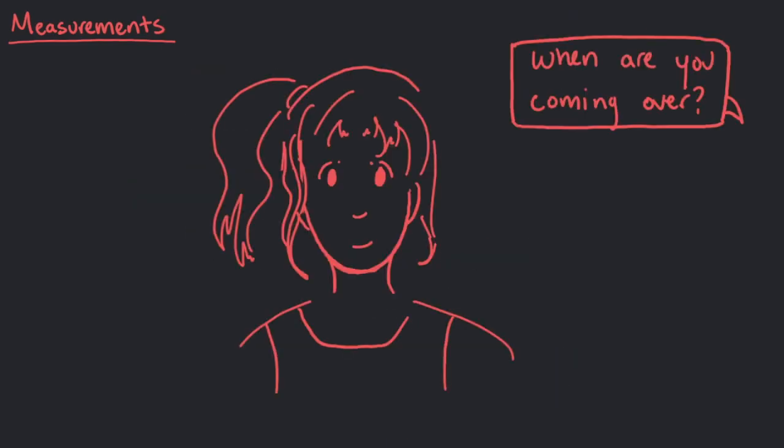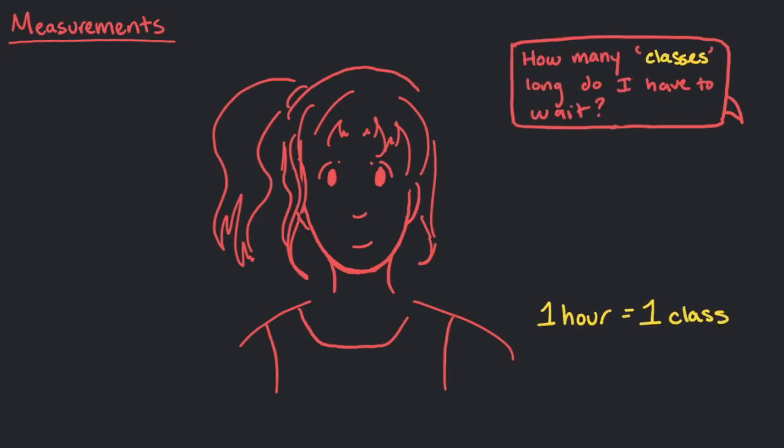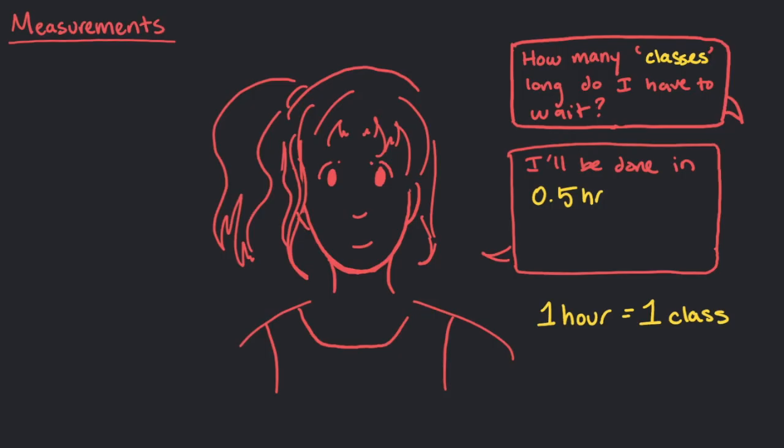Think of this scenario. You ask a friend when they're coming over and they say soon. You know your friend and how they can be, so you politely request that they tell you how soon they're coming in a measurement you can understand. You understand hours. An hour is the length of a class. How many classes long are you expecting to wait, you ask your friend. They say that they'll be over in 0.5 hours, which is 0.5 times an hour, which is half of one class.